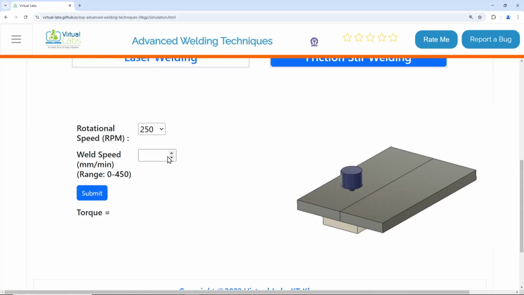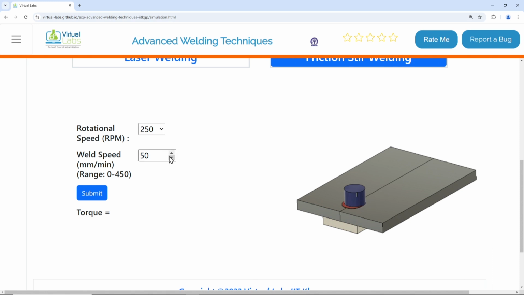So weld speed could be any range between 0 to 450. Suppose I pick a very small value here, for example 50, and I submit it here, you can see the motor speed is 250 and the weld speed of 50 millimeter per minute is going on. It is started here. Because the speed is slow, it is taking time for the welding to go through.